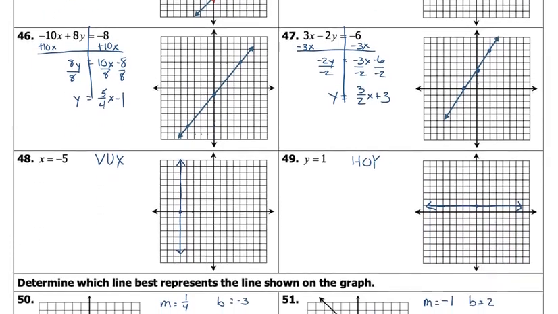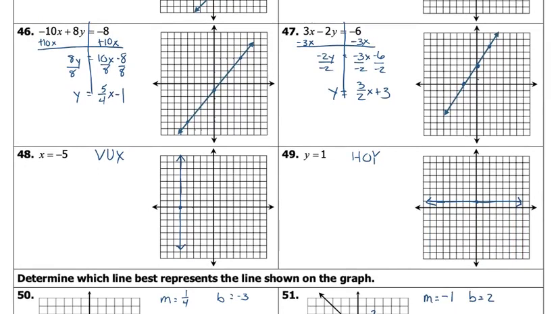But let's double check 48 and 49. 48 was vux. If you remember, we talked about vux being the vertical line with the undefined slope. And then there's just an x. So x equals negative 5. There is no y. That is a vertical line. So you'll go where x is negative 5 and draw a straight vertical line.